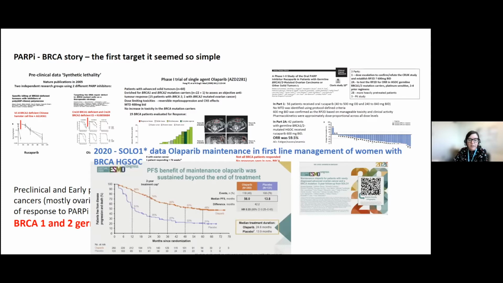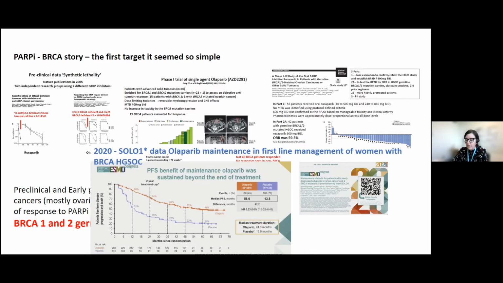So this is the updated 5-year survival for SOLO-1, which was a trial in the frontline setting, randomizing women to placebo or olaparib following completion of chemotherapy who had BRCA mutated high-grade serous ovarian cancer. And this is sort of stunning results showing olaparib 56 months versus 13.8 months in terms of median progression-free survival. And the top curve, which is the olaparib curve, continues to sort of flatten out, suggesting that there will be a survival benefit for these women.